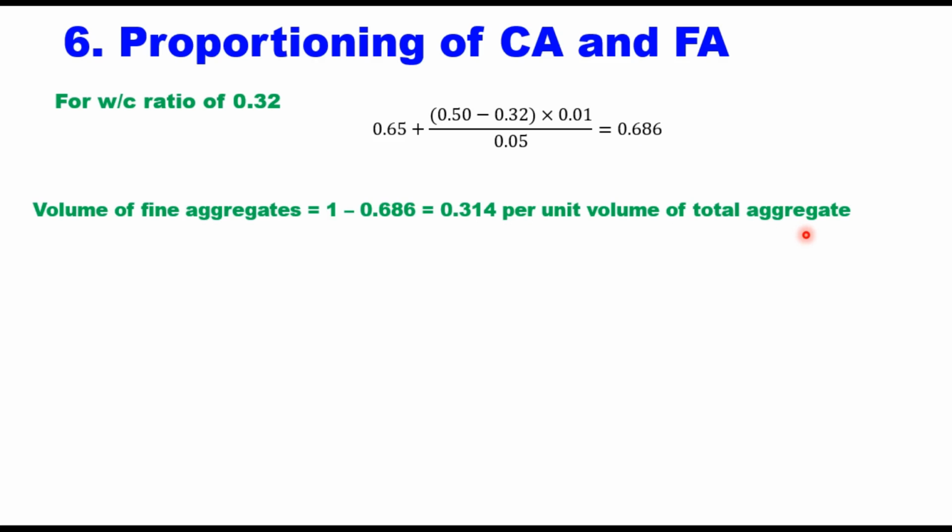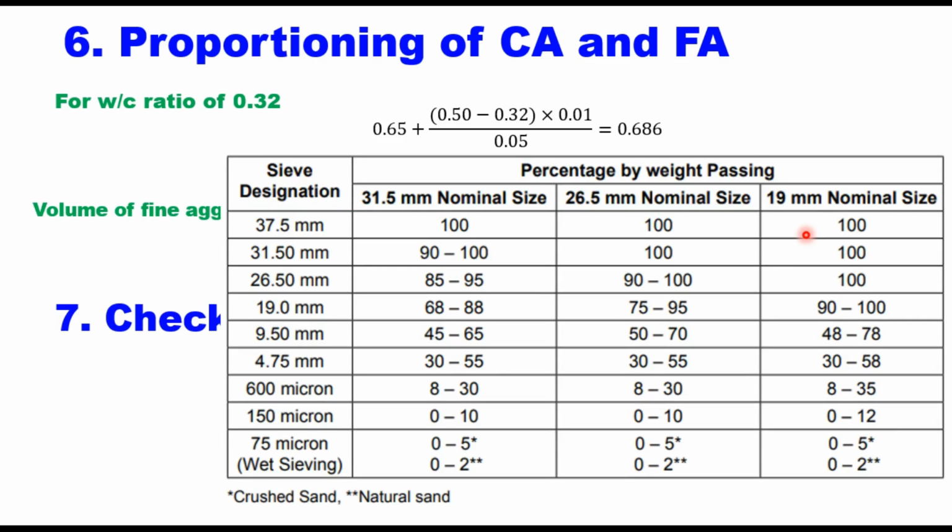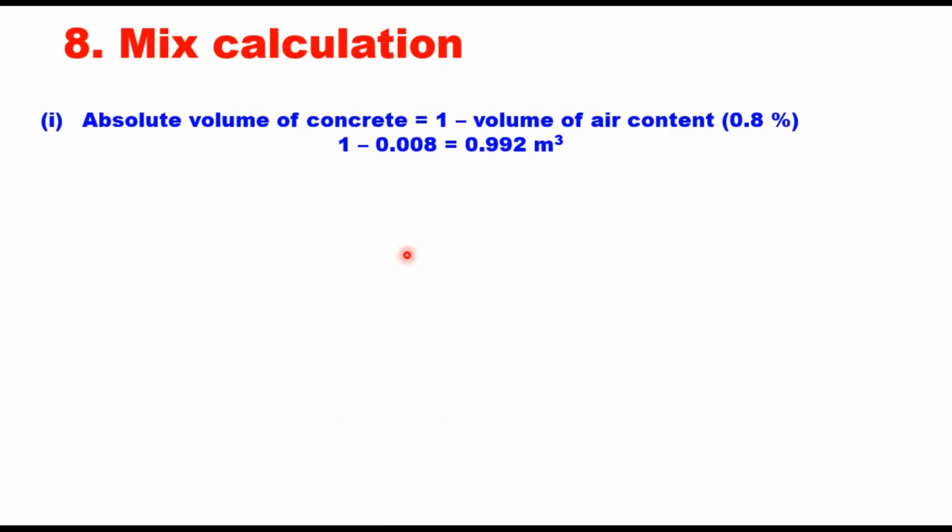Once you know the proportion of coarse aggregate and fine aggregate, it will be checked for combined grading to ensure that the overall grading falls within the limit as given in this table. Now if not, then suitable adjustment in volume of coarse aggregate and fine aggregate should be made, but the final gradation should lie within this range. Once the grading is satisfied, the next step is to make some calculation for the mix.